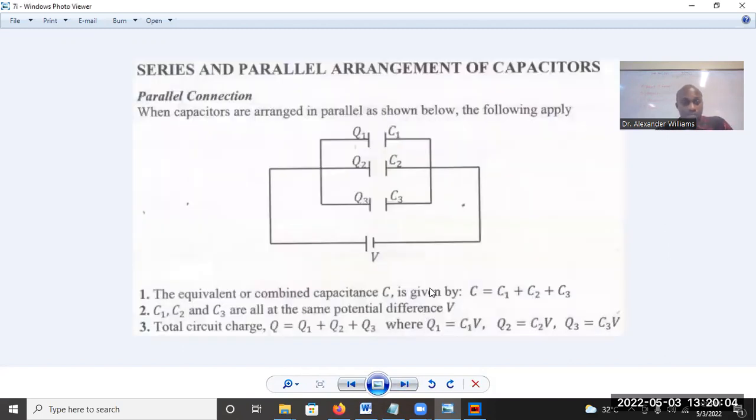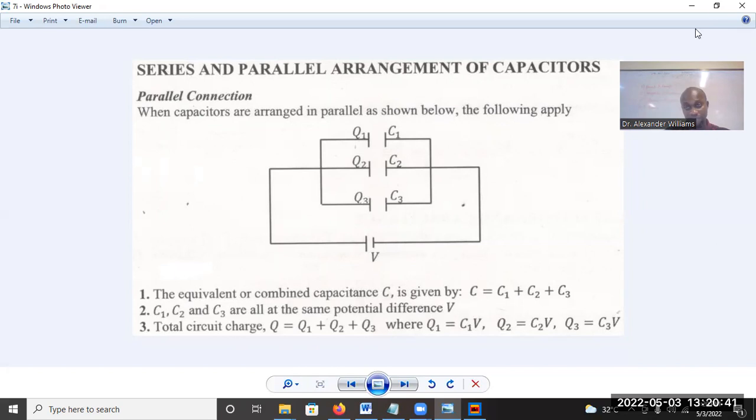For parallel connection, we have three capacitors. We take an example, three capacitors connected in parallel shown here. We have capacitor 1, C1, C2, C3 connected to a voltage source V, like a battery. Now, the features of this circuit is this: the equivalent or combined capacitance is given by this expression, which we want to show. C1, C2, and C3 are all at the same potential difference. The total charge Q is Q1 plus Q2 plus Q3.